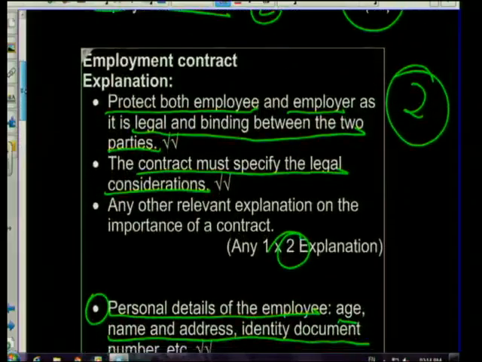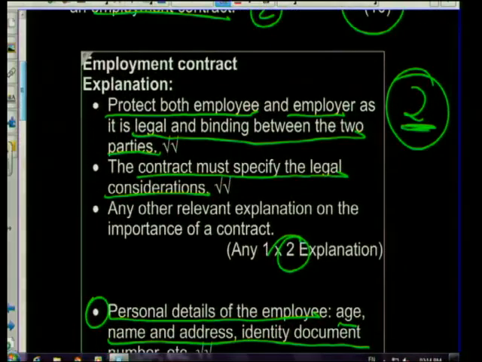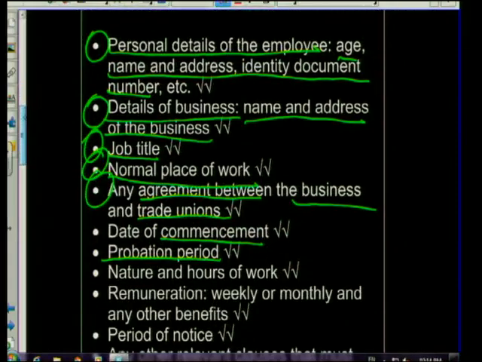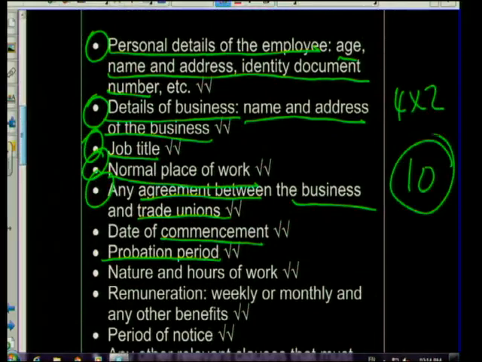Now you'll see, remember I told you this is a 2-part question, so it's layered. So your first part, you had your two marks for explaining it. Then you've written your 4 clauses that need to be included in the statement, so that's going to be your 4 times 2. And you will have 10 marks for this question. Do you see, grade 12s?